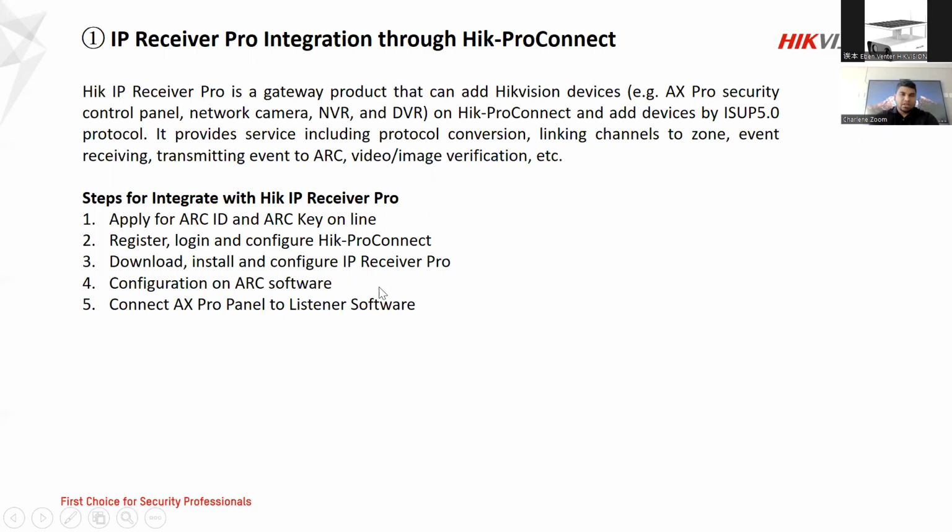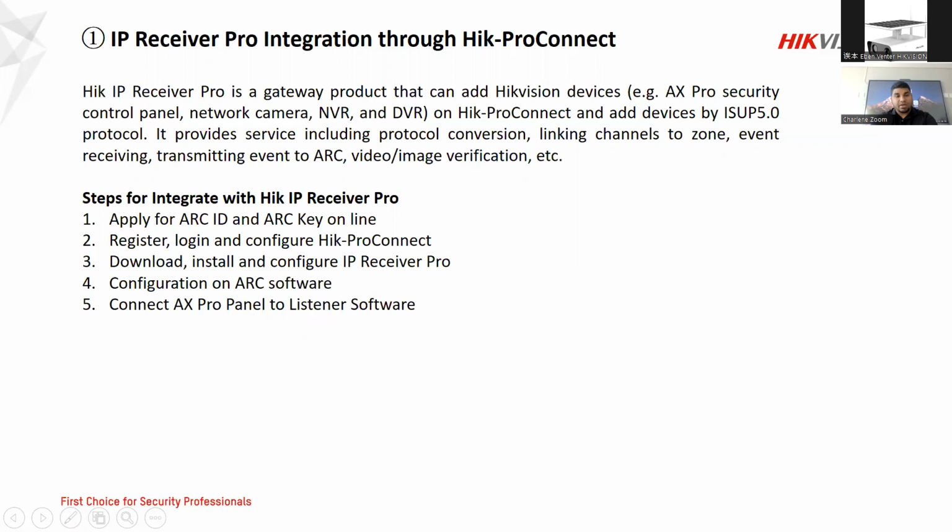So basically, it's a very simple process of steps to integrate with the IP Receiver Pro. First and foremost, you need to apply for the ARC ID and ARC key. Without having this, you won't be able to connect to our cloud. Secondly, you have to register, log in, and configure the HIK-Pro Connect. Thirdly, download, install, and configure IP Receiver Pro. Fourthly, configure the ARC software, which is, for example, Listener or Patriot or Watch Manager, and then connect the alarm Axpro panel to the Listener software.